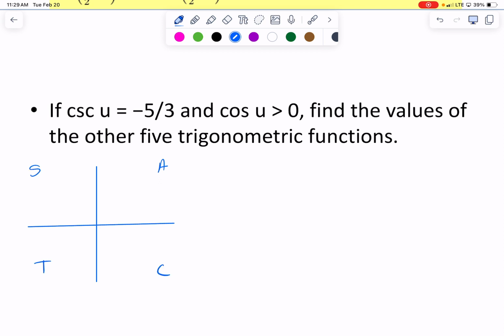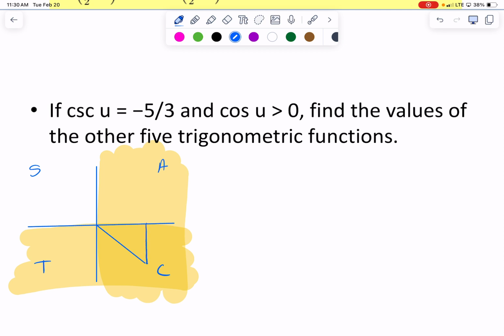Where is cosecant negative? Third and fourth quadrants. Where is cosine positive? First and fourth. Where do these overlap? Fourth, right? Because I said "and," so I need to look for the overlap. So I can draw my triangle in the fourth quadrant.